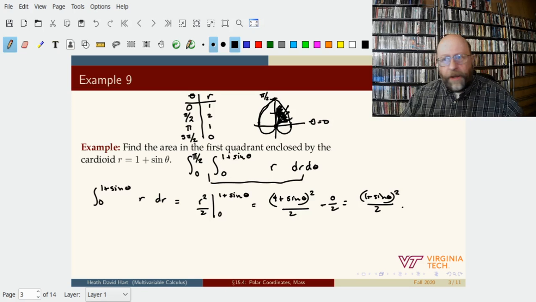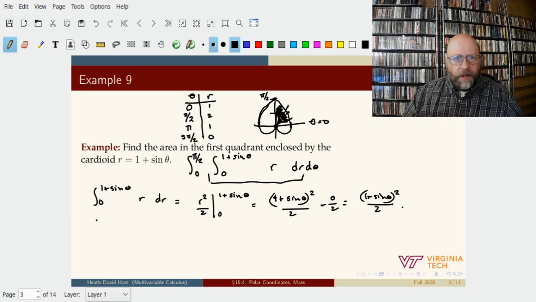All right. So what we need to do now is integrate this function from 0 to pi over 2. And this is going to be a little tricky. So we have to integrate from 0 to pi over 2. I'm going to go ahead and take the 2 out here as a 1/2 and FOIL this out. 1 plus sine theta squared is 1 plus 2 sine theta plus sine squared theta.